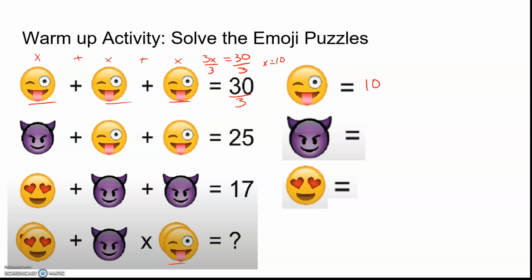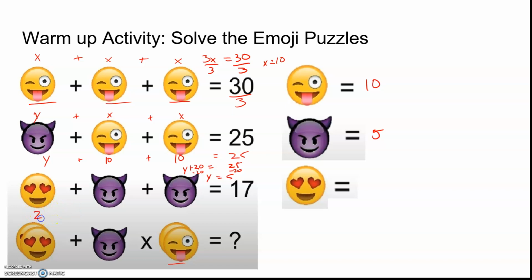If we decide to call our double face, for instance, y, we have y plus our winky face again, which we already named x, which is equal to 25. Well, we know that our winky face is 10, and that is equal to 25. We can rewrite this as y plus 20 equals 25, and I can solve that by subtracting 20 on both sides. That means that y is equal to 5. So our devil face is equal to 5.